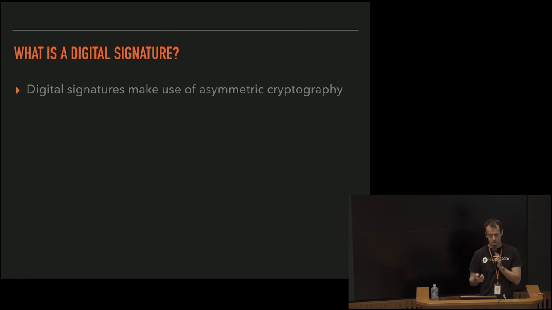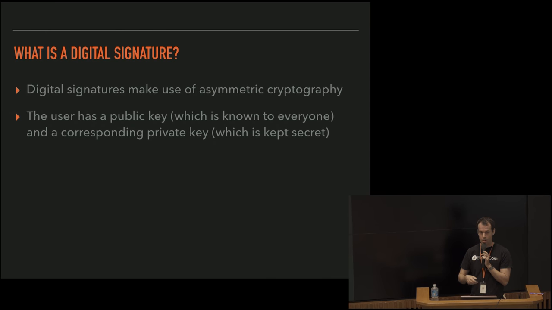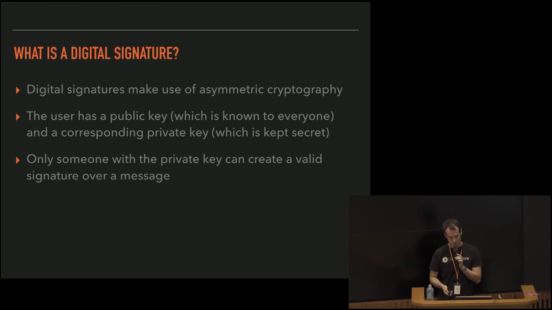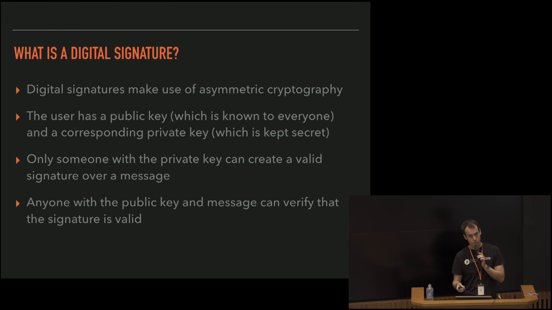What is it? Well, digital signatures make use of a concept called asymmetric cryptography. There's a public key, which is known to everyone in the world, that's why it's public, and there's a corresponding private key, which is kept secret. Only someone with the private key can create a valid signature over the message. And anyone with a public key can verify that that signature is true and valid.